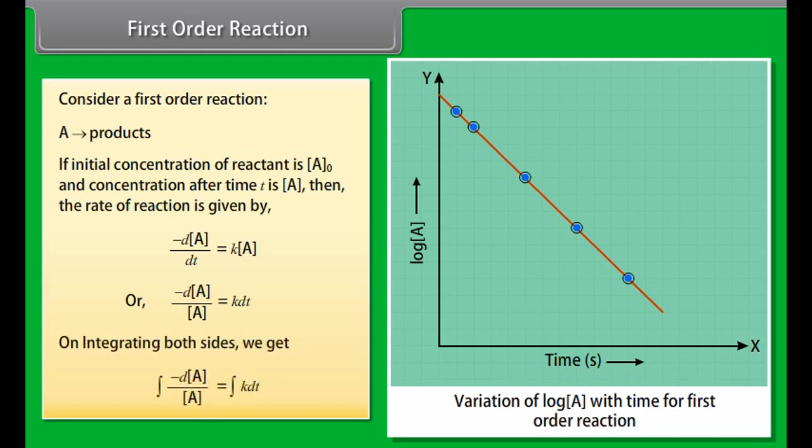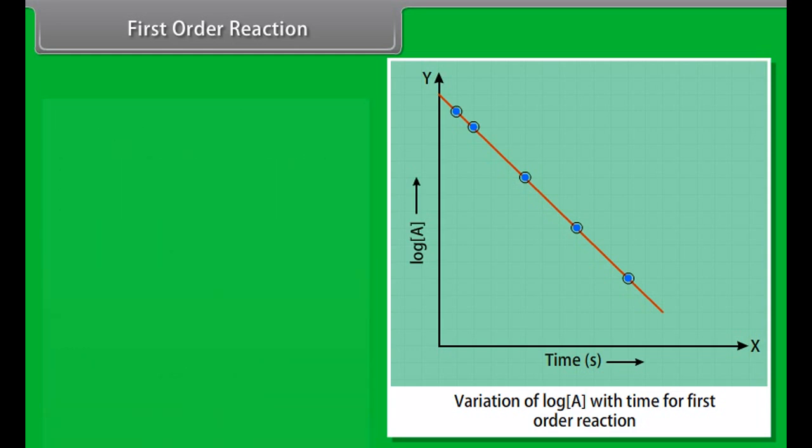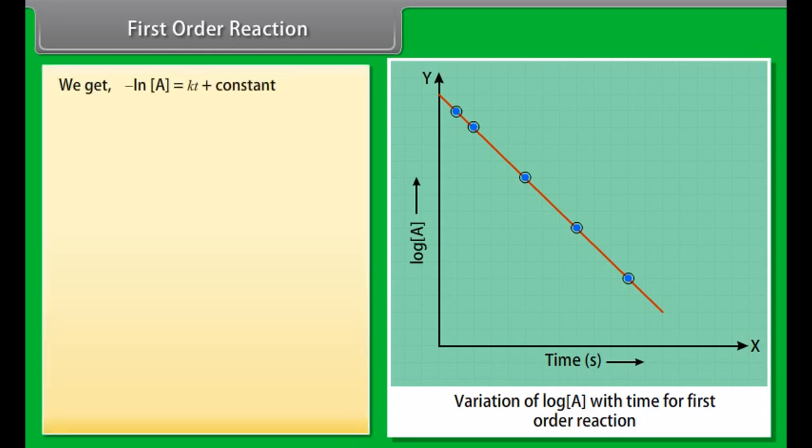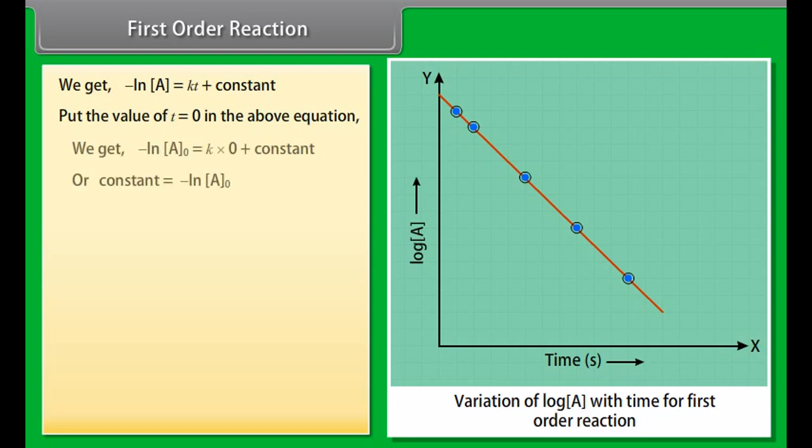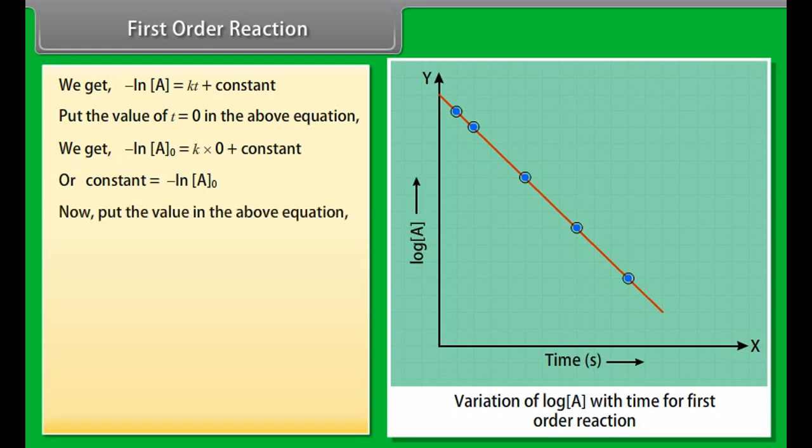On integrating both sides, we get minus natural log of A is equal to Kt plus constant. Put the value of t is equal to 0 in the above equation, and we get constant is equal to minus natural log of A naught. Now put the value in the above equation and we get minus natural log of A is equal to Kt minus natural log of A naught.